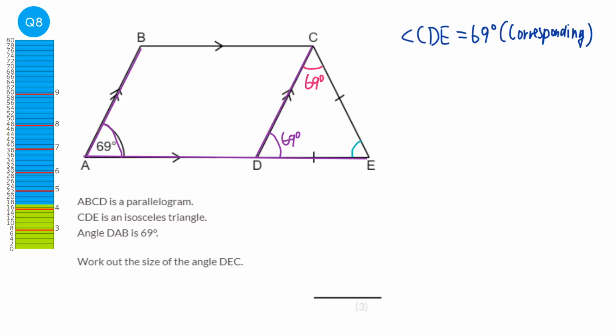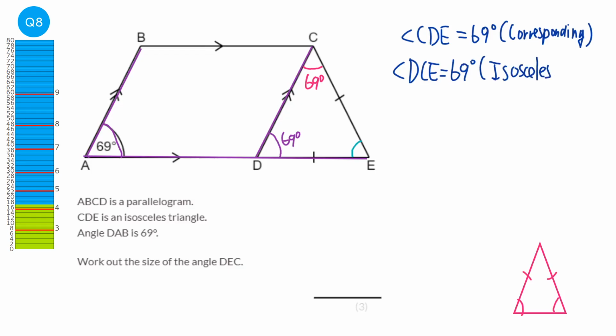Okay. So if I know that the CDE is 69, I also will know that this angle here is 69. Because they're the bottom two angles in a triangle. Now, when I say that, I mean when an isosceles triangle is the right way up, the bottom two angles are equal. So they're the bottom two angles in an isosceles, although the isosceles is on its side here. And we need to write that down. So it would be angle DCE equals 69 degrees. And this time it's because it's an isosceles triangle.